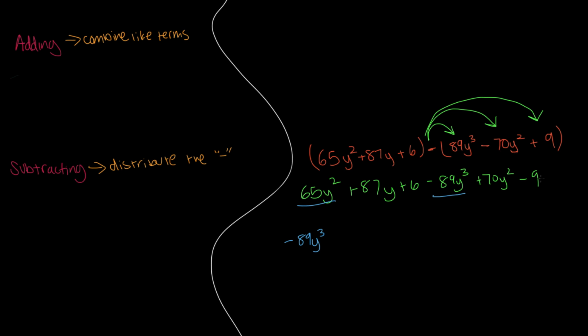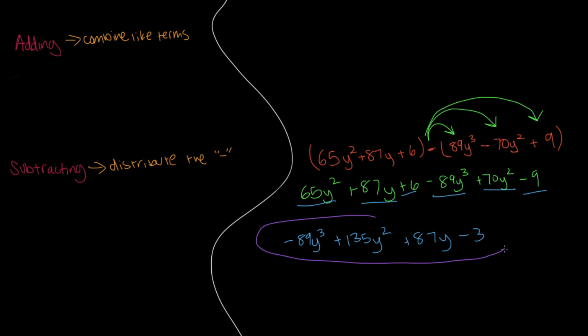Second terms are the y squared terms. So 65y squared plus 70y squared is going to give us plus 135y squared. Our next one is going to be the plain y terms, so we have 87y, so that's going to be plus 87y, and our last one is the constant terms, so we have 6 minus 9, which is going to give us negative 3. So our final answer is negative 89y to the third plus 135y squared plus 87y minus 3.